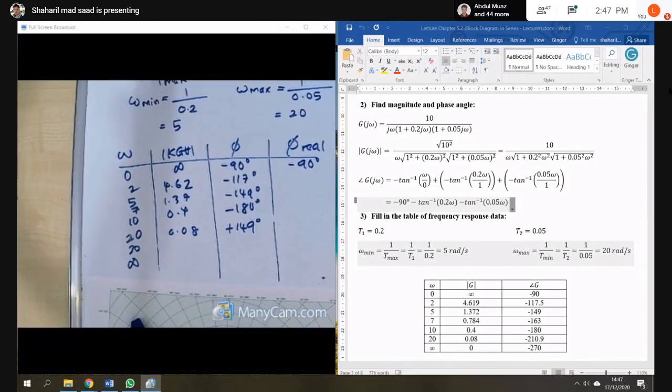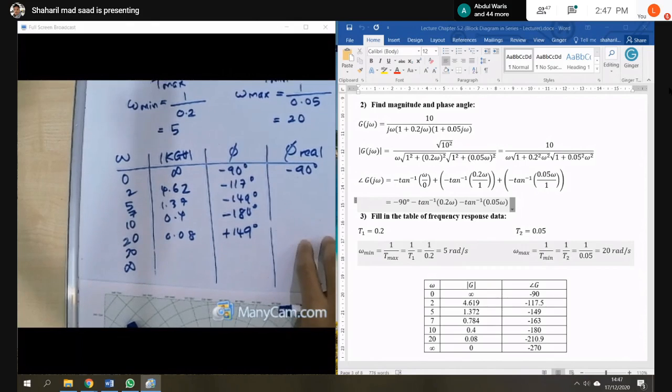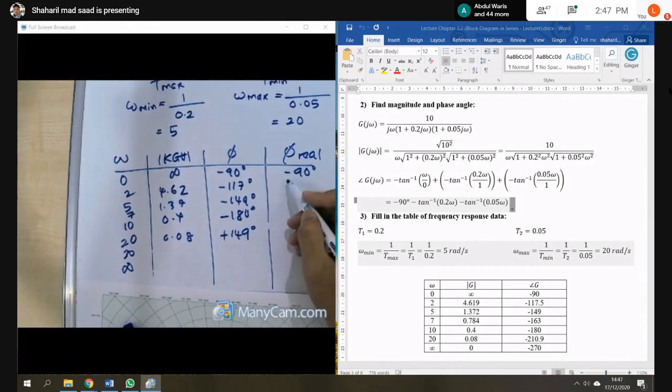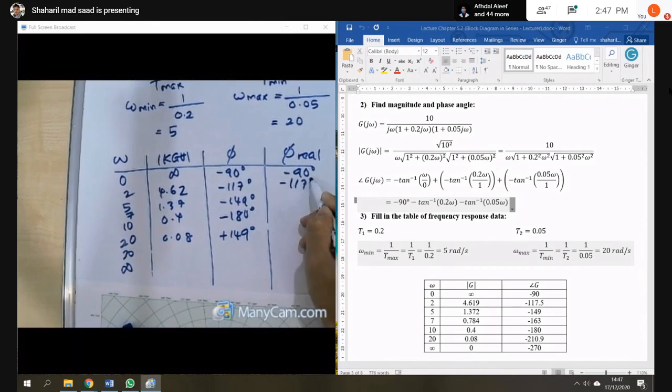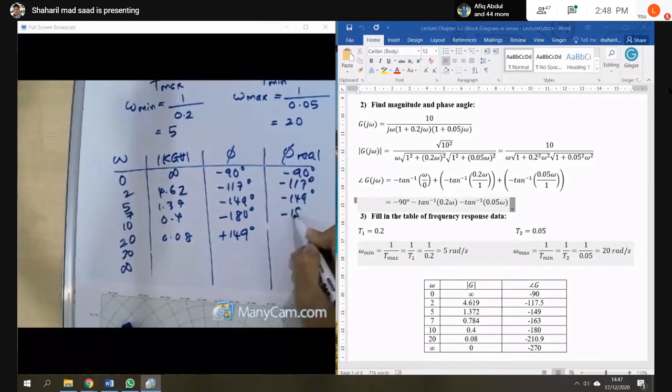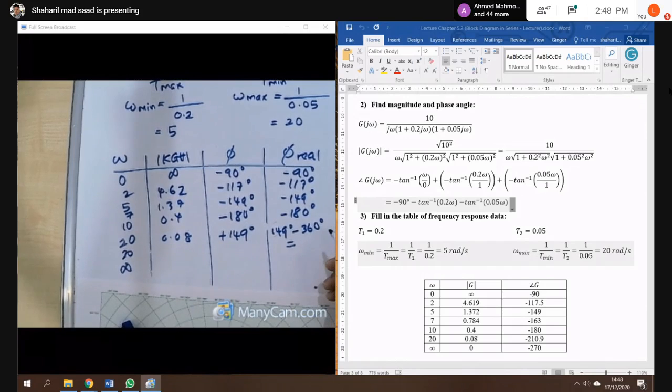Yeah, that is why I put it as another column here. Okay, right. So the minus one you maintain, right? 149 degree minus 180 degree. So this one you need to minus with 360. So 149 minus 360 degree. So now you got it is around, how much is it? 210, right? Minus.